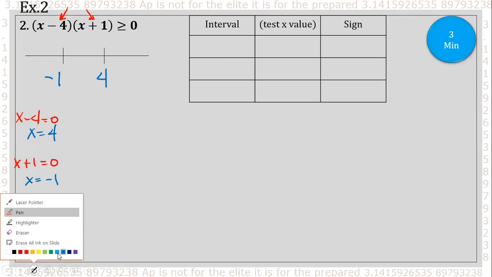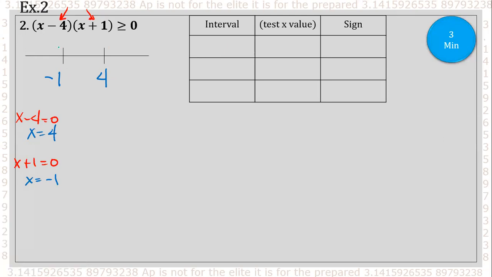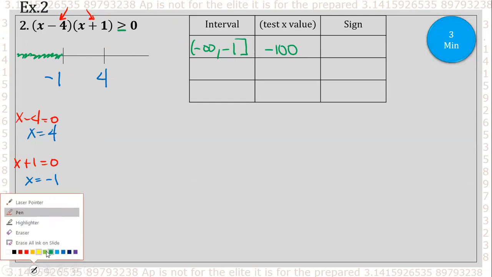And I like to color code my intervals. I'm going to see that they both have a little bar. So this right here is including those numbers. So all numbers to the left of -1, that's -infinity all the way to -1 bracket. And I can go ahead and pick a number that exists from there. I'm going to pick -100. Why not? Just to knock out 2 birds with 1 stone.